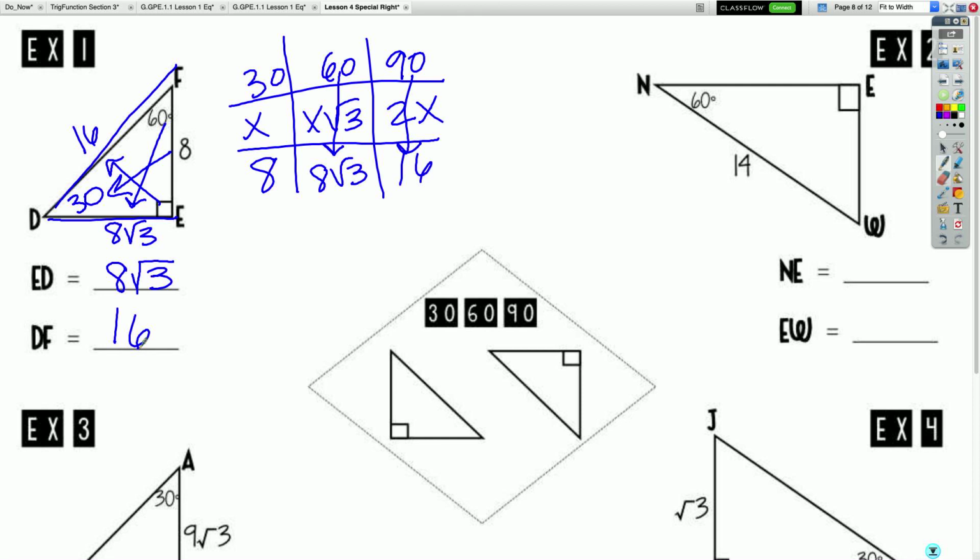Let's look at our next one. X, x square root of 3, 2x. Where do I plug in that 14? Logan. Where do I plug in the 14? Under what number? Can you see?